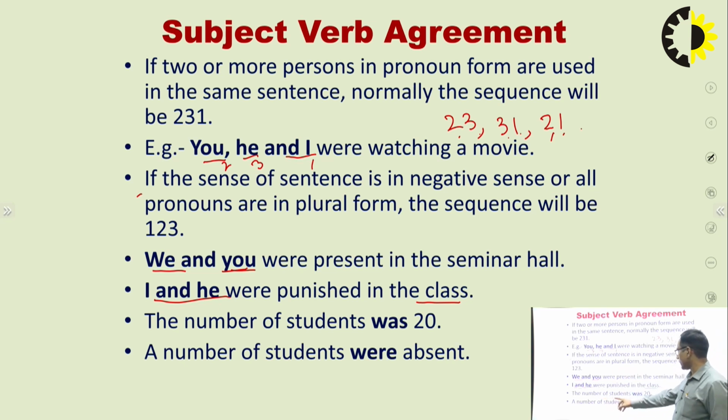The number of students, yes, here a number and the number. There are two expressions, a number and the number. The number always takes a singular verb, a number takes a plural verb. The number of students was 20. A number of students were present, were absent, right?